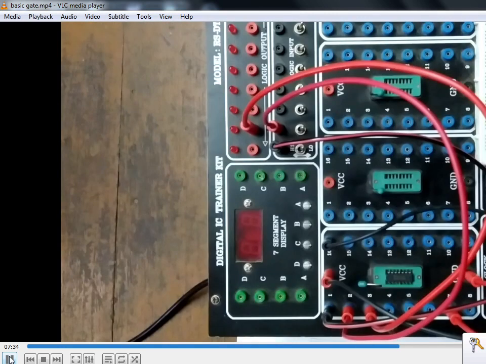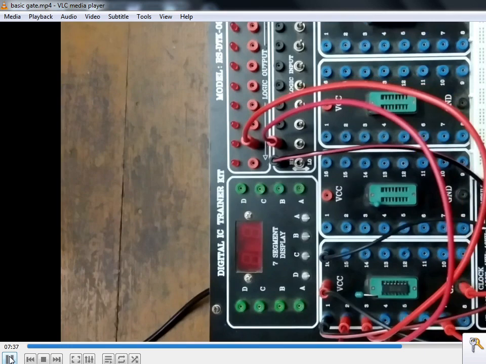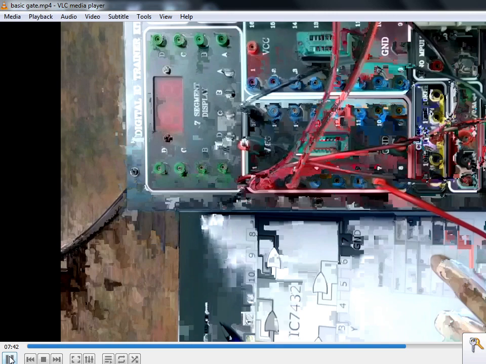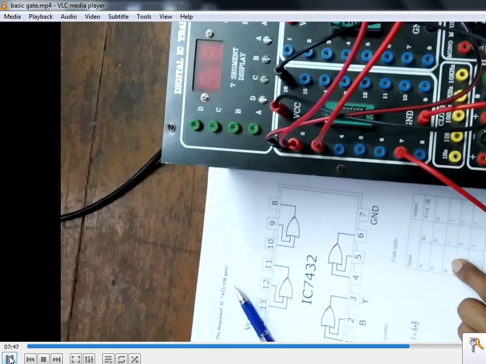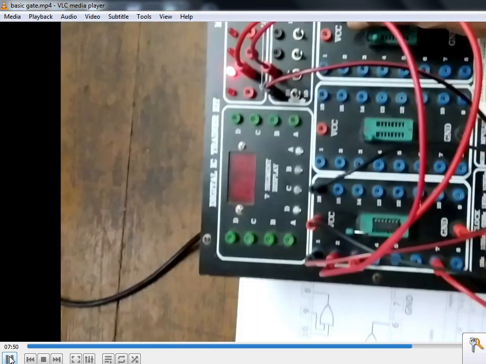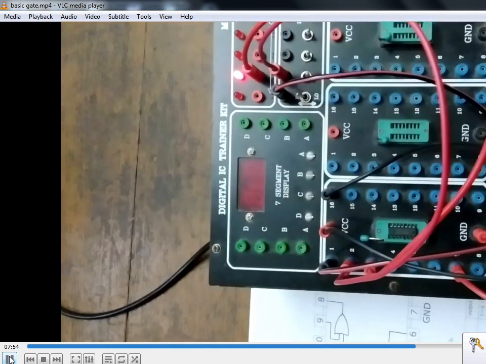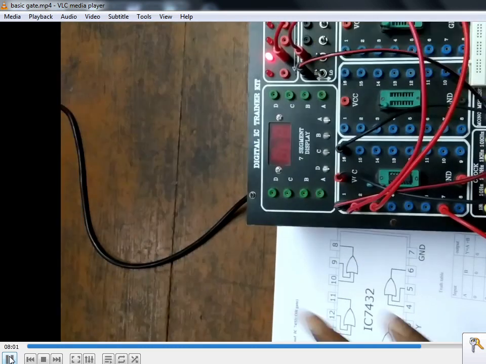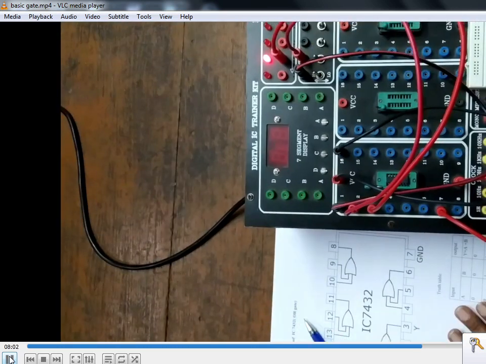Now switch on the IC trainer and apply the different combinations of inputs. When both A and B are 0, the output is 0. When A is 0, B is 1, the output is 1. When A is 1, B is 0, again the output is 1. When both A and B are 1, the output is also 1. So this is the truth table verification of the OR gate.